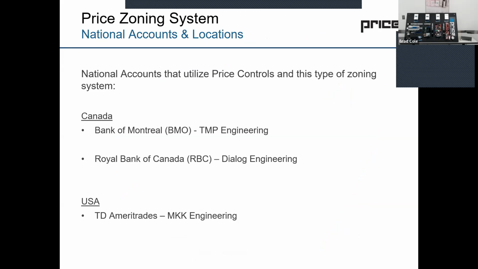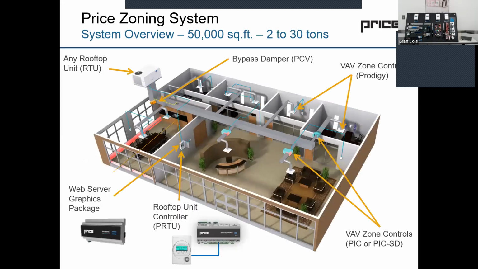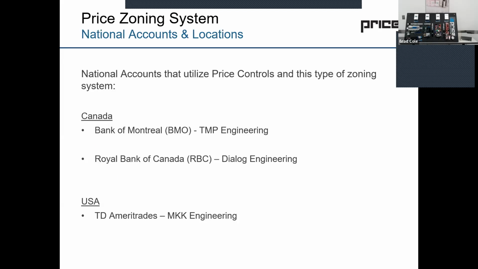All right, just wanted to mention some national accounts that we have throughout North America. So up here in Canada, we have a couple of big banks that have bought onto our control system and are using them, and are designed in through the engineers that have used them. So BMO, or Bank of Montreal, was designed in and spec'd in with TMP. They're out of Toronto, Ontario, Canada. And then the Royal Bank, or RBC of Canada, through Dialogue Engineering, who's also in Toronto and also in Vancouver. So these are designed and spec'd in, and they use iterations of this layout for their banks, which is great. So every new BMO that goes up uses Price controls, and that's spec'd in with TMP. So it's a great contract that we have.